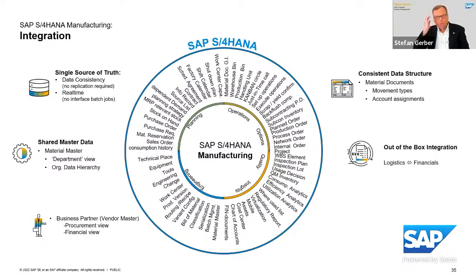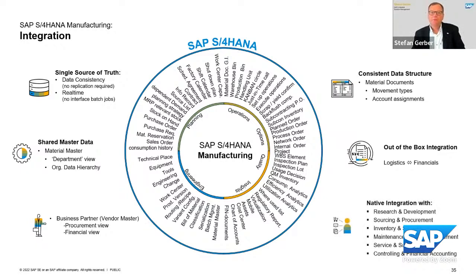And very important, we are always connected with a financial system. So most or all of the financially relevant material documents come with a twin, the financial document versus the material document. And therefore, logistics and financials are always in sync. Last but not least, the integration with the other logistics lines of business like R&D, sourcing and procurement, inventory, and supply chain management. You see them, so we are directly integrated into this functionality.